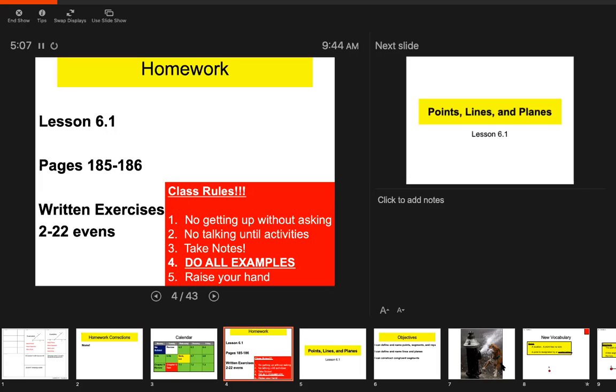So we'll pick it up on number 20. That would be EG or GE. And 22, that would be Ray FG. Ray FG. Okay? All right.